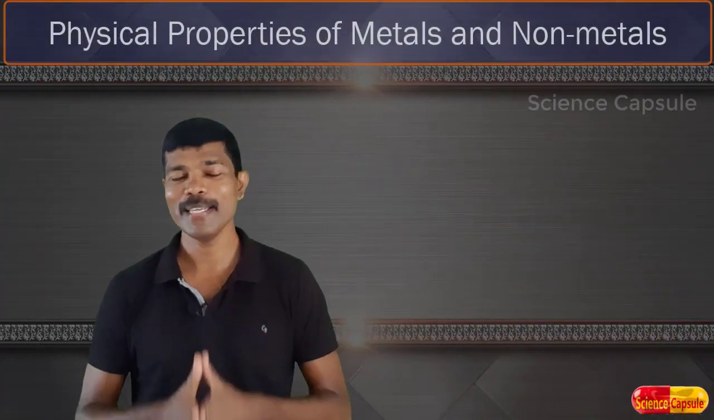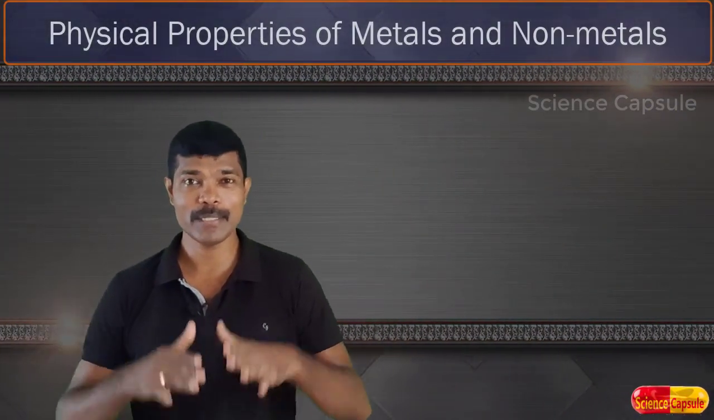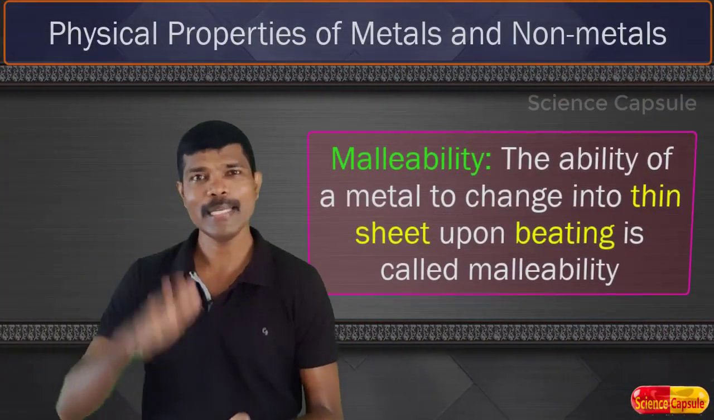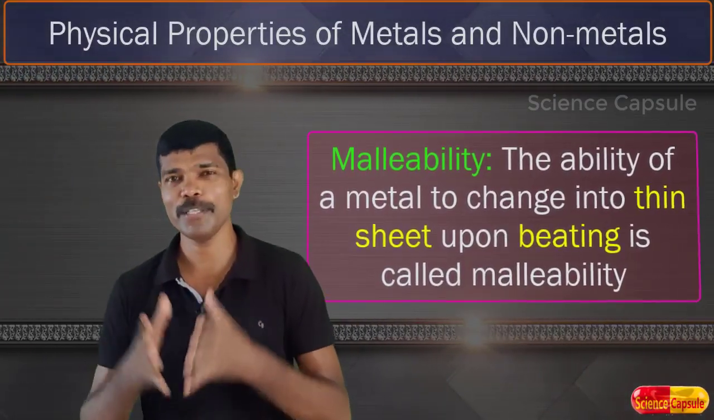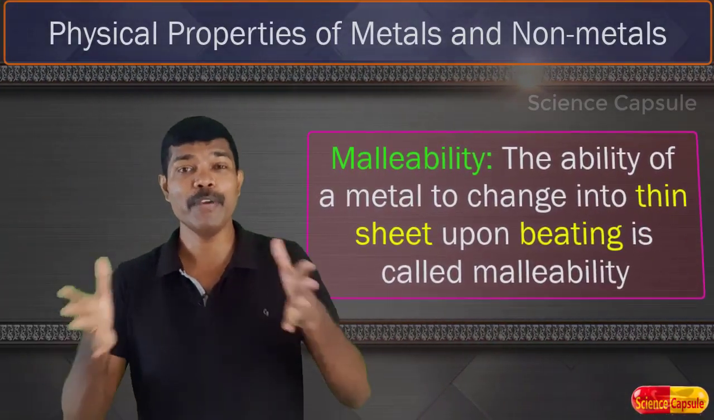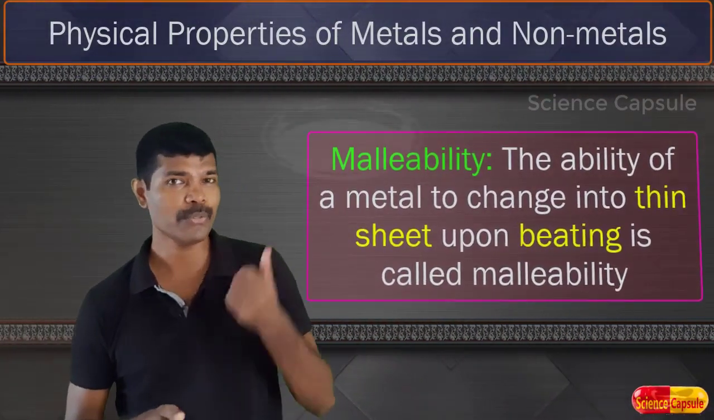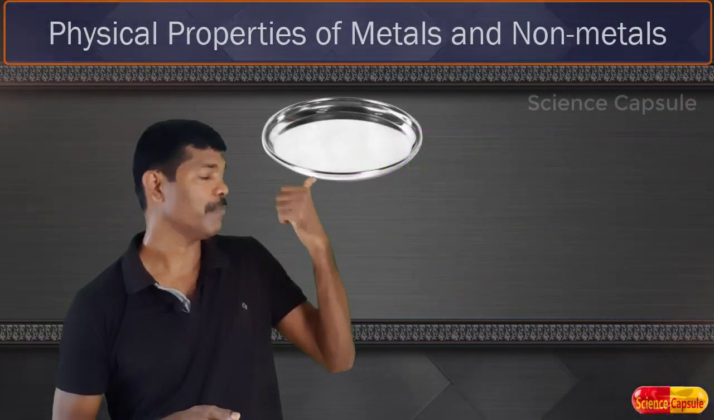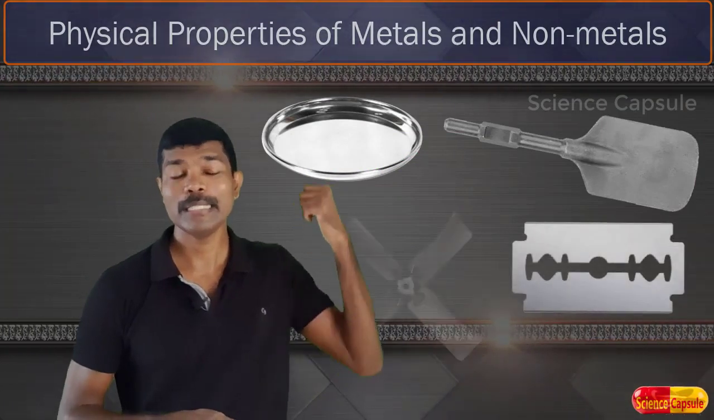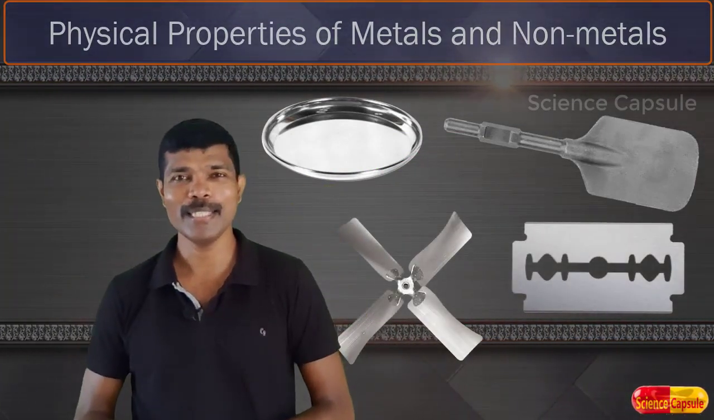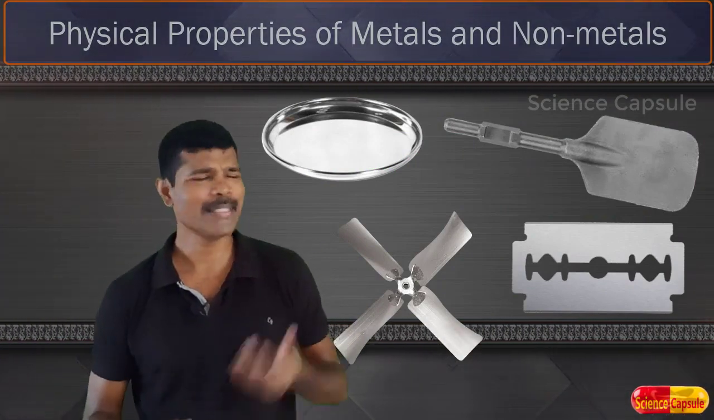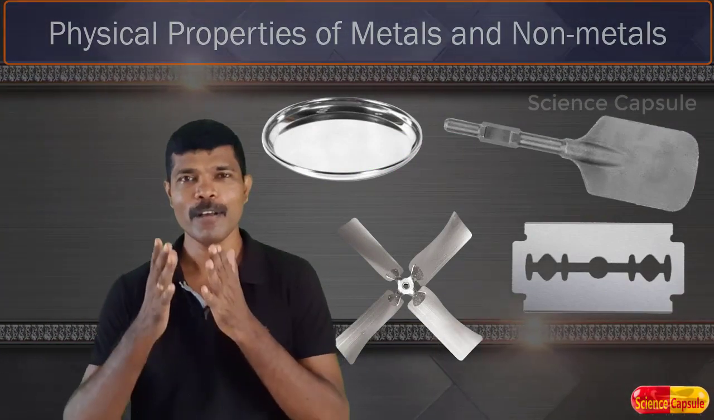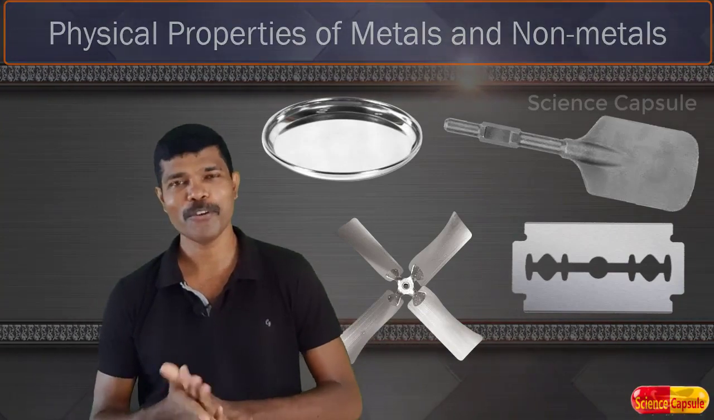Dear students, malleability is a property of metals, which means changing into sheets. When a metal is beaten, it can change into sheets. On the basis of the malleability property, we make various materials of daily use. As you can see on the screen, plate, blade and various other materials. In each of these materials you can see the malleability property, that is, changing into sheets. Dear students, these are some examples of the use of metals on the basis of malleability.